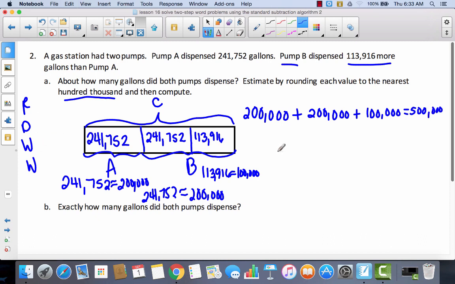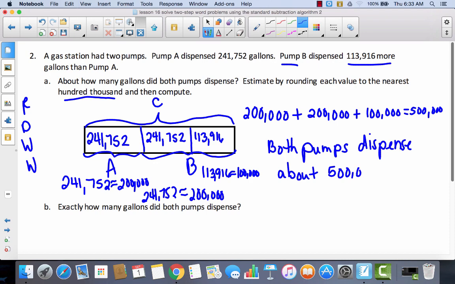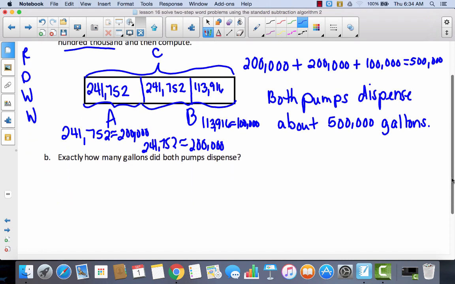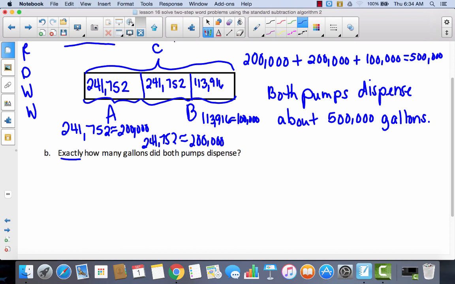Now I'm going to answer it with a sentence. Both pumps, oops, that says bumps. Both pumps dispense about 500,000 gallons. So this is our estimate. Okay, so we know that when we get ready to do the exact or the precise answer, it should be close to 500,000. Okay, so this time we're going to find the exact answer.